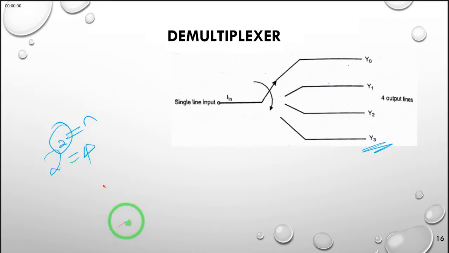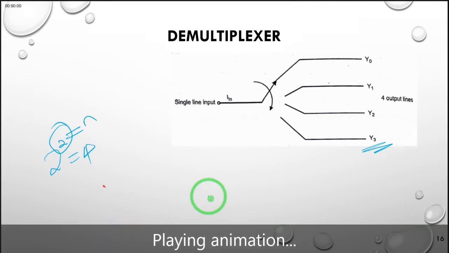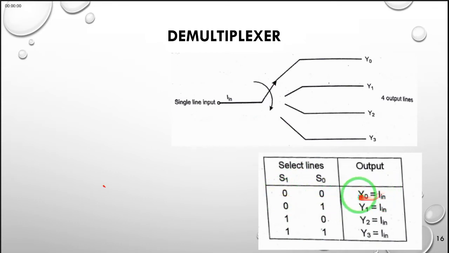And therefore, we would draw the truth table of such a circuit as follows. We have two select lines and four output lines. We are asking ourselves how the single input line will be connected to the four possible output lines. When we set our select lines to 0, 0, output Y0 is the one connected to our input line. When we set our select lines to 0, 1, output Y1 is the one connected to the input line. And similarly, when we set our select lines to 1, 1, output Y3 is connected to the single input line.